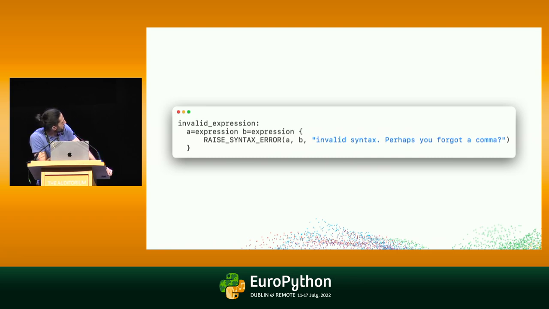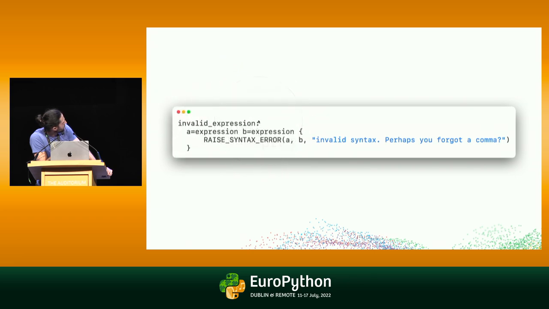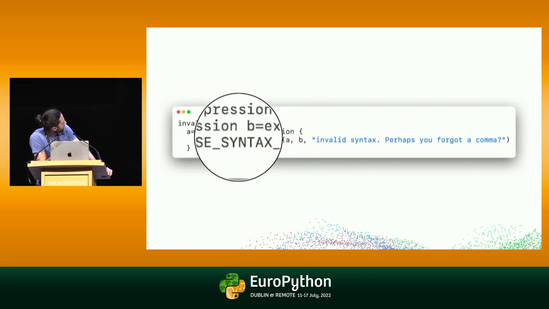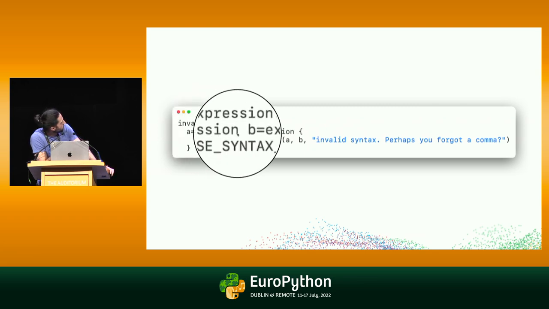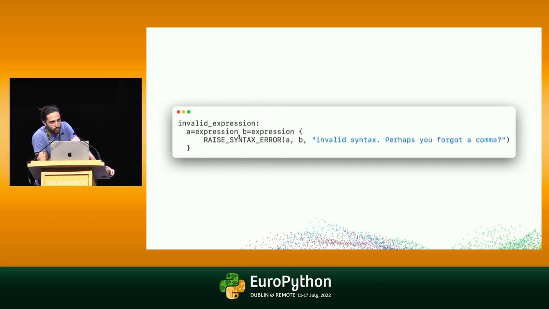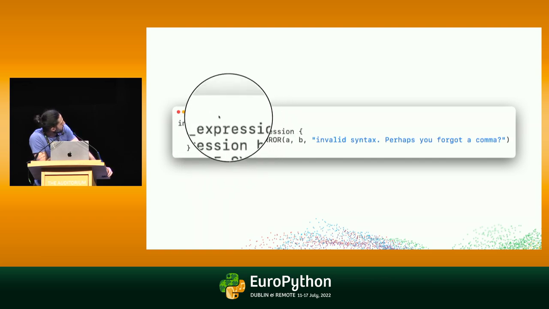So you introduce a new rule. We are going to call this rule invalid_expression, and then you say that an invalid expression is an expression like 3 plus 2, or a, or I don't know, dictionary, followed by another expression without a comma in the middle, right? So think about x and then y, or 1 plus 1 and then 3 plus 2, or something like that. If there is not a comma between two expressions, then it's very likely that someone forgot a comma, right? And then we capture these two expressions using this equal syntax.